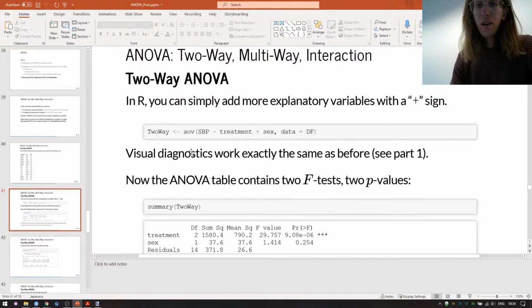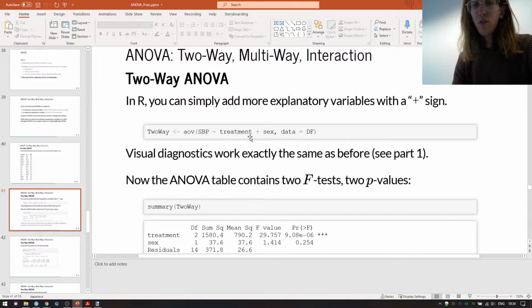Now, how do you add this in R? It's actually not that difficult. Once again, you run the ANOVA function, so aov. Then you put in the response variable that you're interested in, so in this case, systolic blood pressure. You say tilde, and then the treatment.